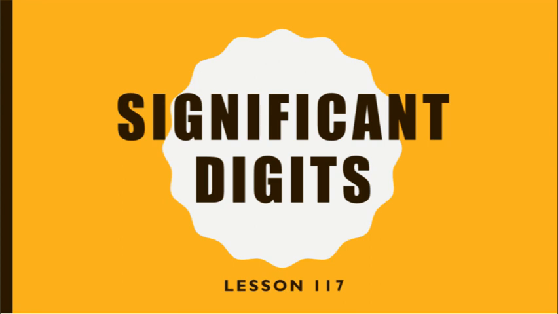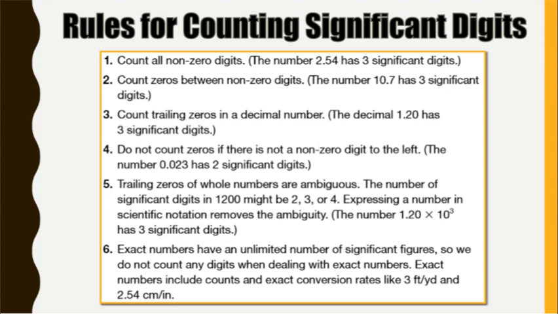Lesson 117, significant digits. So what do they mean by significant digits? Well, when we measure things or we count items, we can have an exact number or we can get very close. But the more precise you are with your numbers, the better it is. And sometimes we can't be as precise with our answer because we don't know for sure what it is.